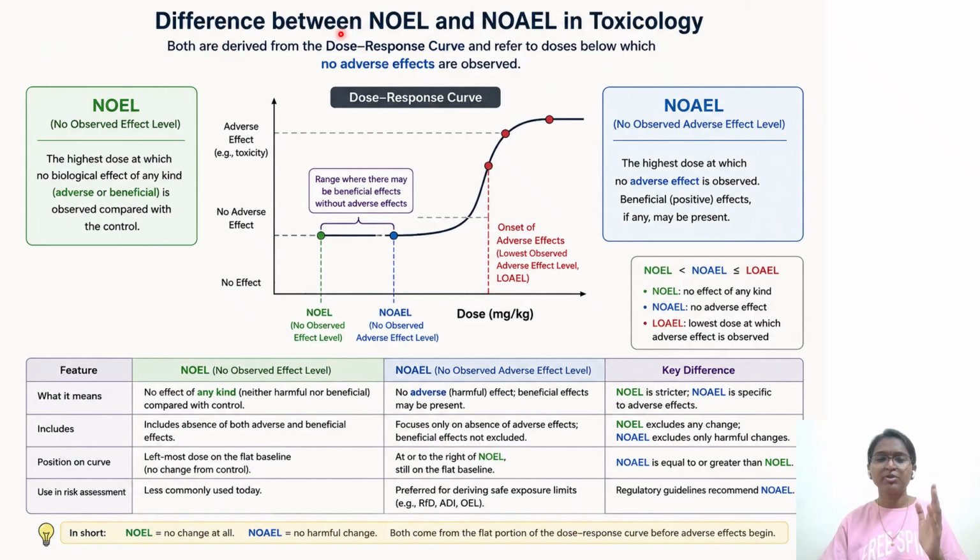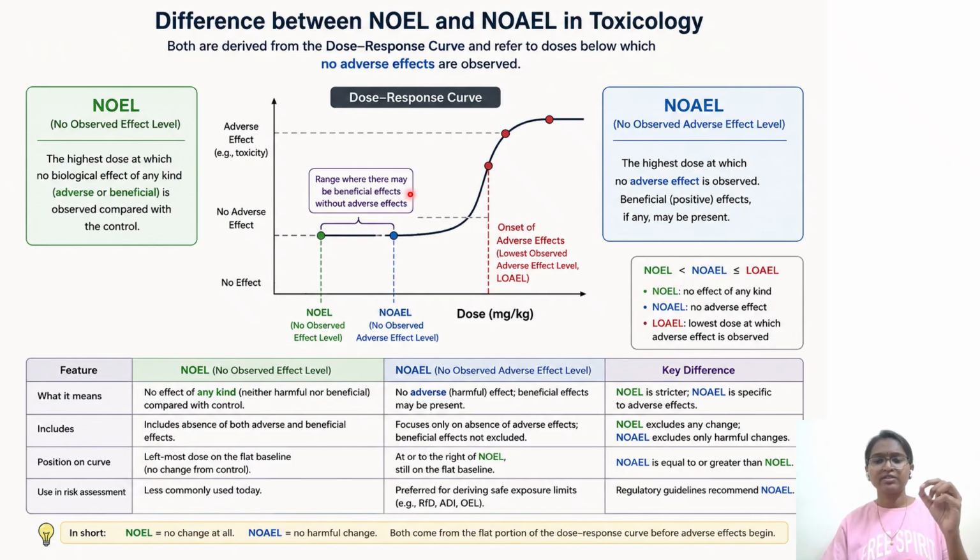The difference between NOEL and NOAEL in toxicology: both are derived from the dose response curve and refer to doses below which no adverse effects are observed. NOEL is the highest dose at which no biological effect, whether beneficial or adverse, is observed compared with the control. No biological effect of any kind. Coming to NOAEL, it is the highest dose at which no adverse effect is observed; beneficial, that is positive, effects may be present.